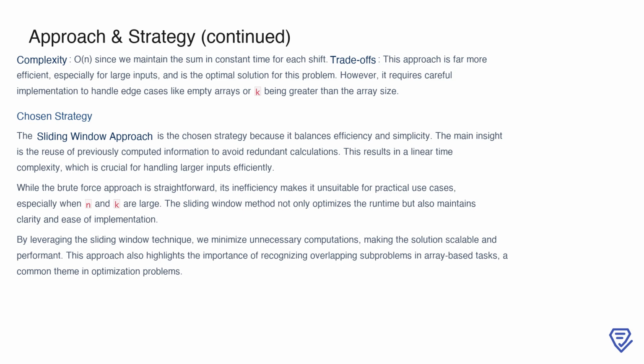The sliding window technique is not only optimal but also simple to implement, provided we carefully handle edge cases like empty arrays or scenarios where k exceeds the array size. By choosing this approach, we strike a balance between efficiency and clarity, making it well suited for solving this problem at scale. Additionally, this method highlights the importance of recognizing overlapping subproblems, a key concept in optimizing array-based computations.